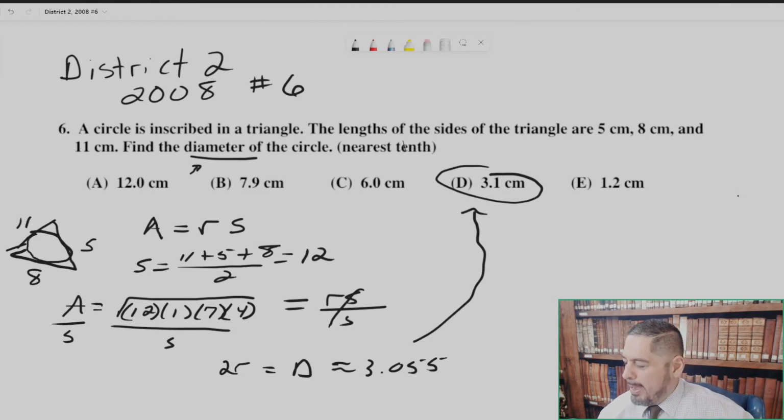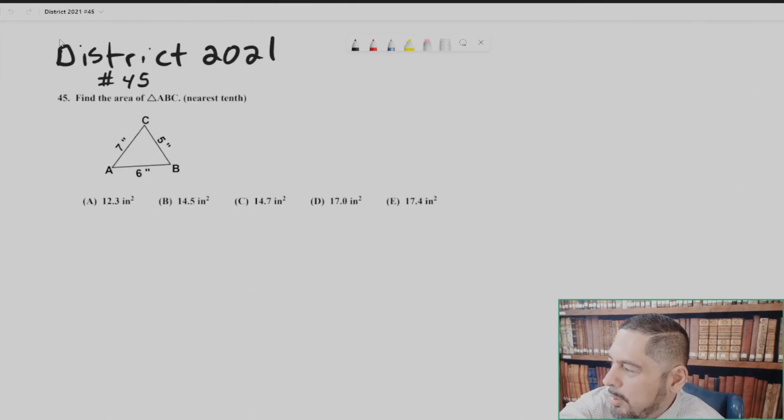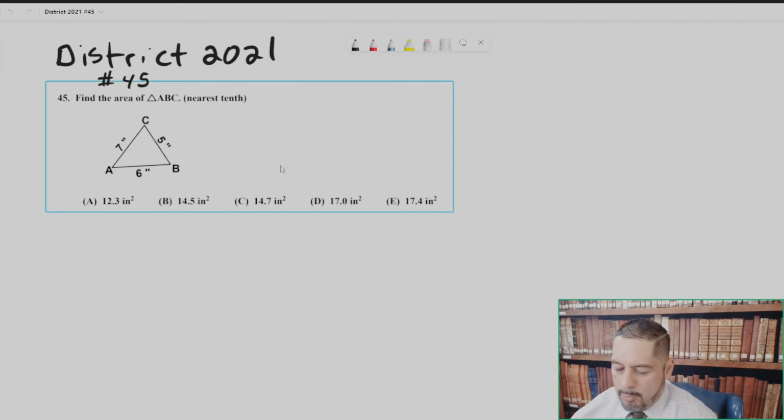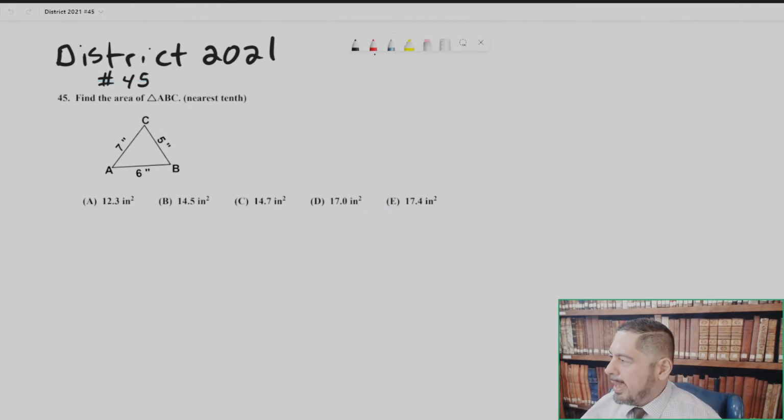I want to go back to District 2021, number 45. So let me go find that. So this is District 2021, number 45. And let's take a quick look. This is a straightforward problem. They say find the area of the triangle. They give you a diagram. One side is 7 inches, 5 inches, 6 inches. Go ahead and apply Heron's formula and get that area of the triangle.